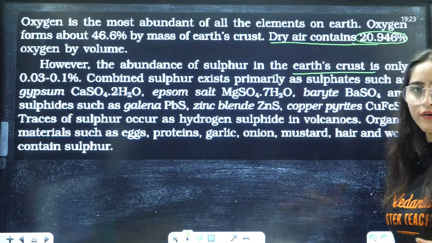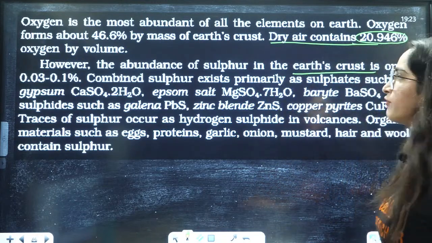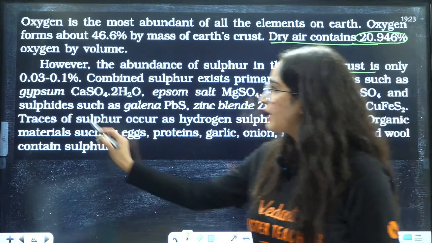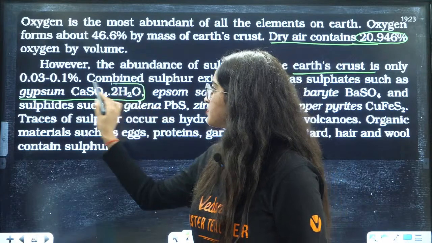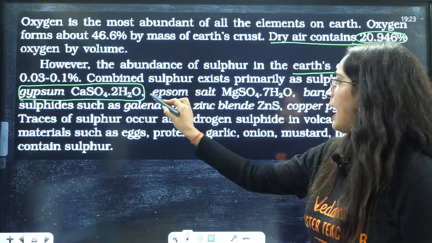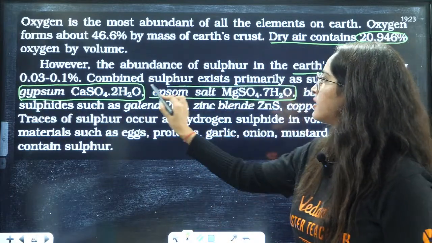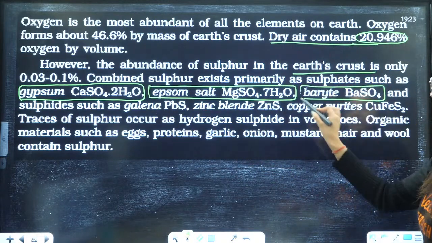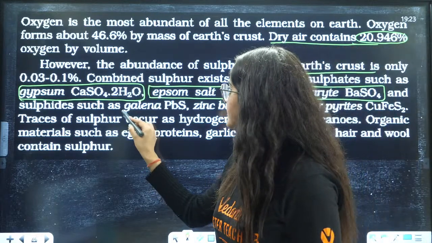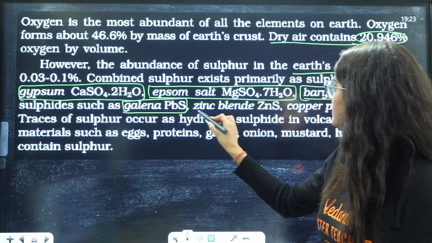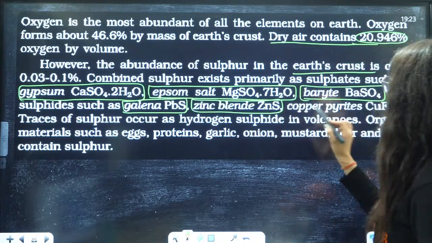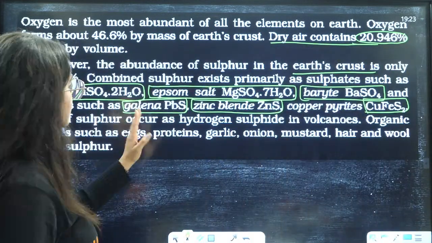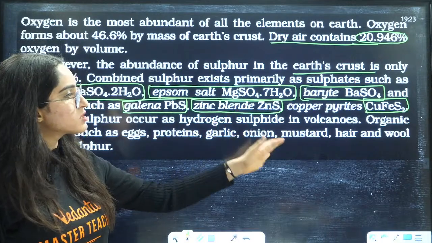Sulfur is also very important for us. Combined sulfur exists primarily as sulfates such as gypsum, then Epsom salt, then barite. Then you have sulfides such as galena, then zinc blende, then copper pyrites. Traces of sulfur occur as hydrogen sulfide in volcanoes.